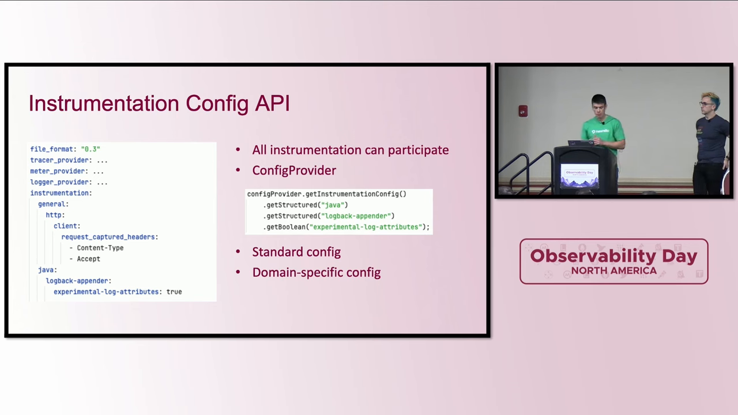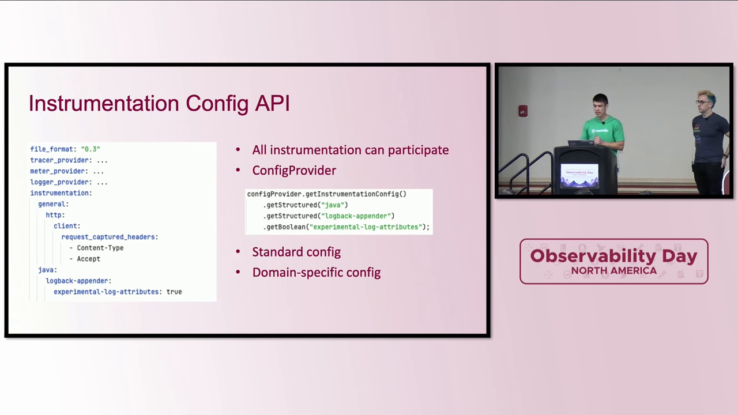Finally, there's the API portion of declarative config, which we call the instrumentation config API. The idea here is to provide a mechanism where instrumentation is able to access and participate in config rather than just the SDK. If you recall, one of the core tenets of OpenTelemetry is the separation of the API and the SDK. Instrumentation is only supposed to take a dependency on the API, where users take a dependency on the SDK and configure it to specify how data is processed and exported. Therefore, for instrumentation to participate in configuration, we need a configuration portion of the API.